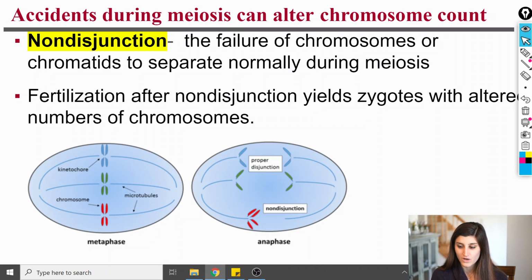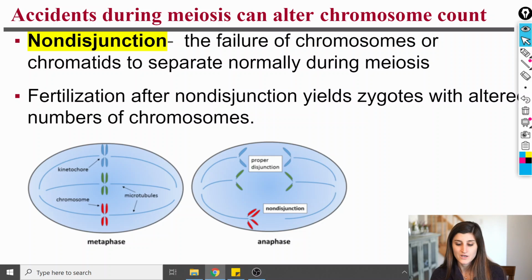So what can result, or why can this abnormal number of chromosomes happen? Well, one of the major ways that it could occur is something called non-disjunction. Now, we haven't talked about meiosis yet. Well, we will really soon. But basically, meiosis is very similar to mitosis in that our sister chromatids need to line up in the center of the cell, and then they get pulled apart.